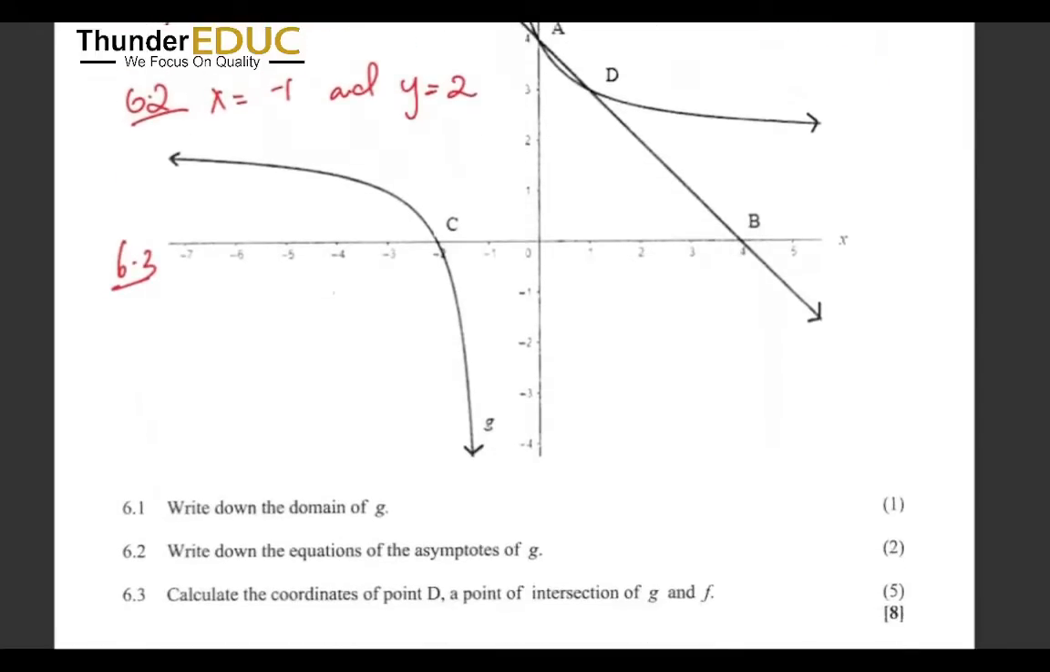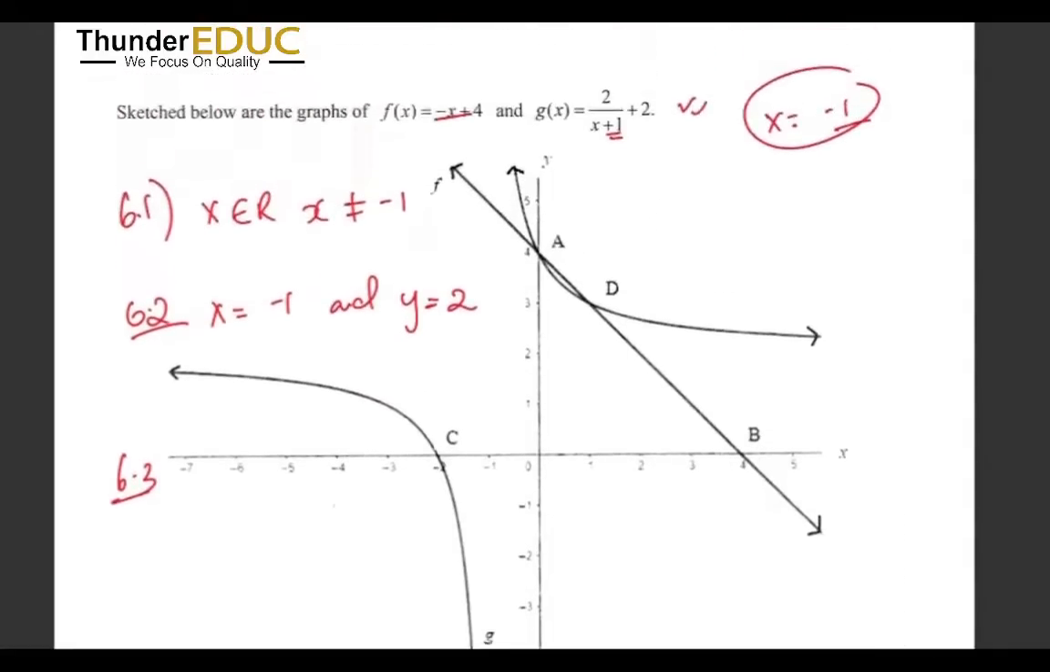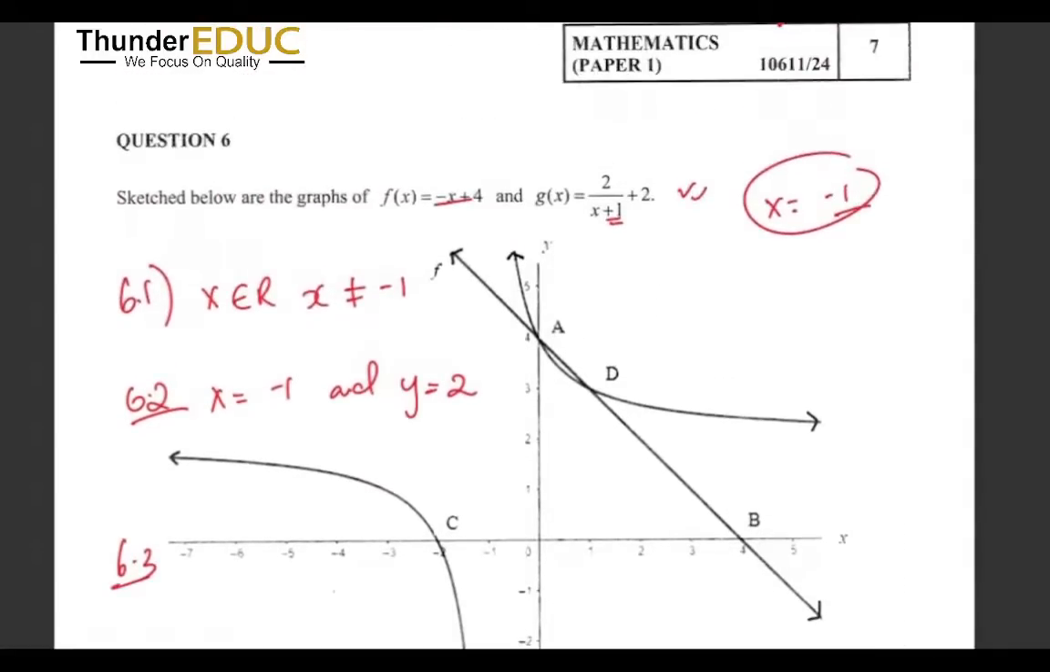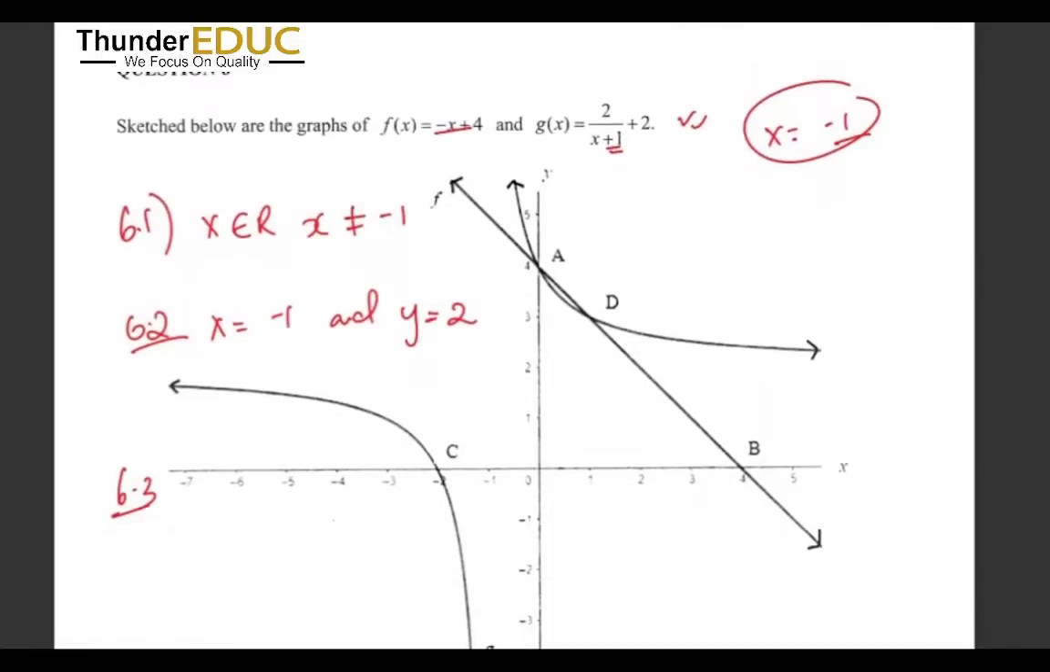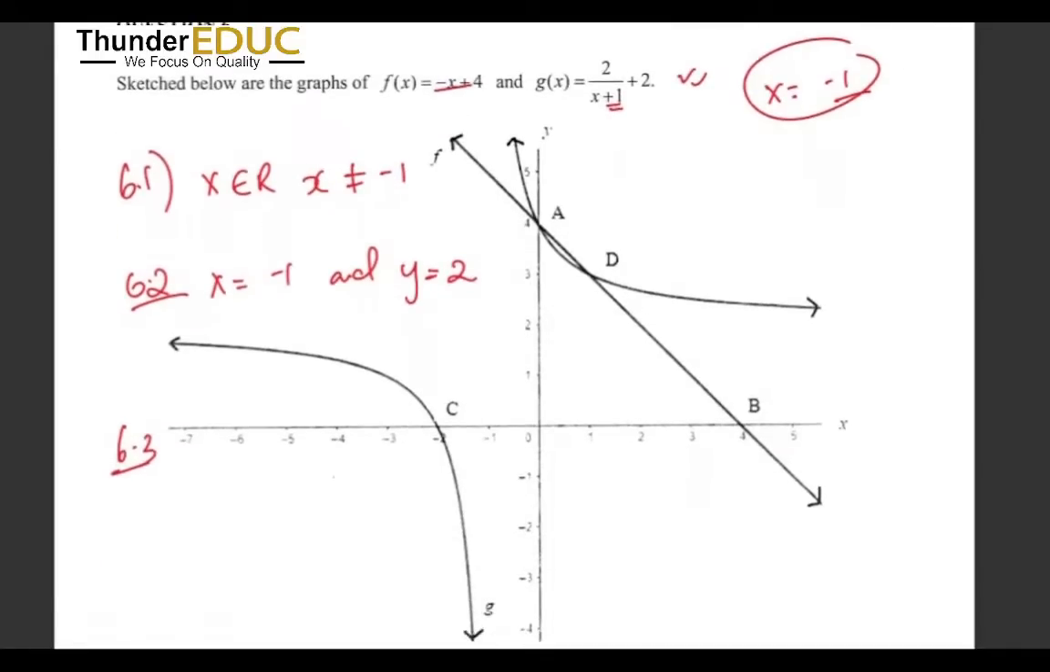6.3, without wasting time, calculate the coordinates of D, the point of intersection. So at the point of intersection of the 2 graphs, we know that the 2 graphs will be equal to each other. So we just need to solve those 2 equations simultaneously. So I'm going to equate one equation to the other. So it's negative x plus 4 should be equal to 2 over x plus 1 plus 2.